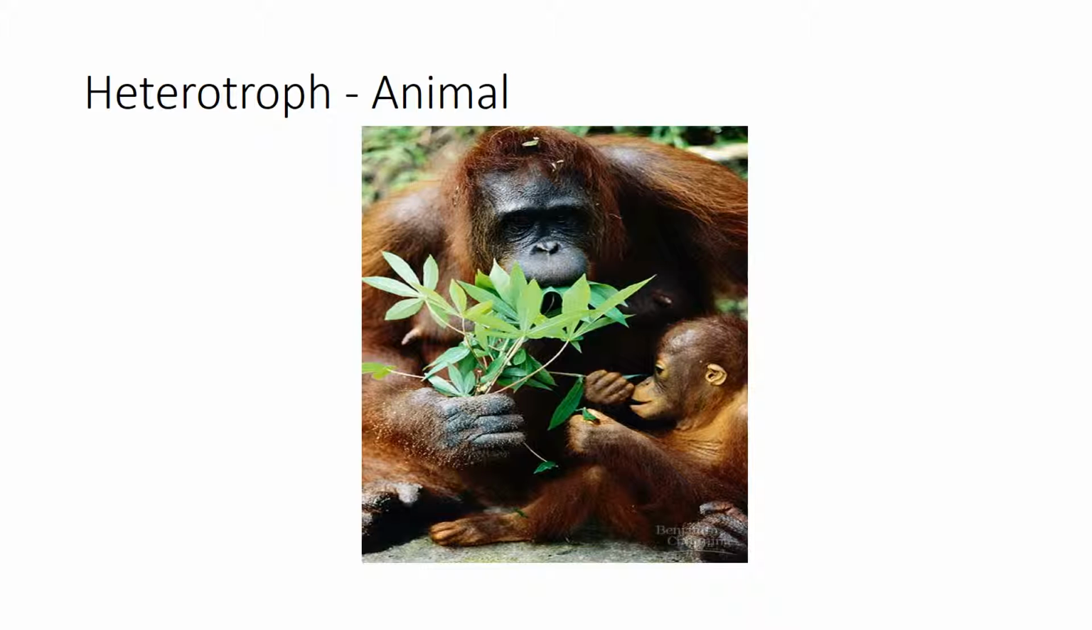We must get our carbon sources from other organic carbon sources, whether we're eating plants, such as this orangutan right here, or we are eating other animals. If you like to have a hamburger or a ham sandwich or something of that nature, you are a heterotroph eating another animal.